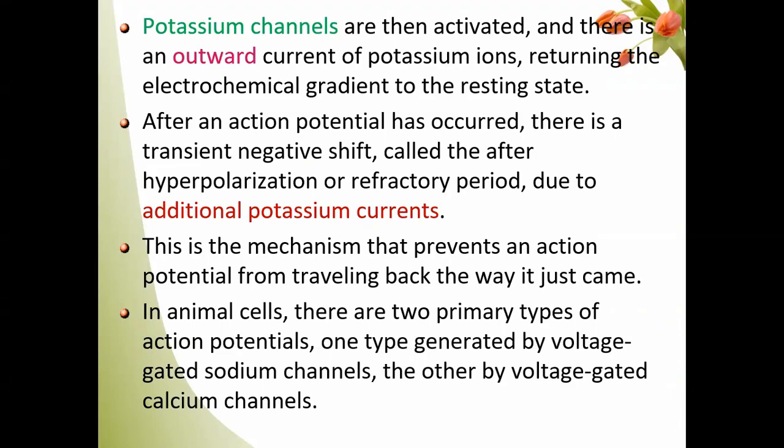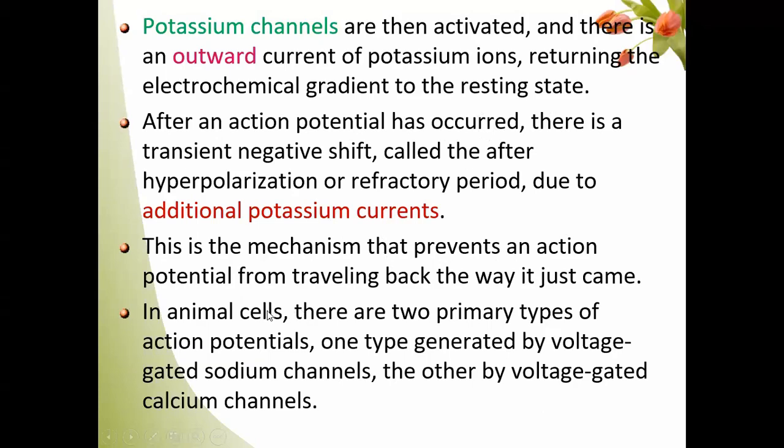After the action potential has occurred, there is a transient negative shift. The potassium ion channels are not closing and they are open for some more time. Because of that, there is a transient negative shift, and that is called hyperpolarization, which is due to additional potassium currents. This hyperpolarization is responsible for preventing the action potential from traveling back the way it came. So it is preventing the reverse flow of the action potential.